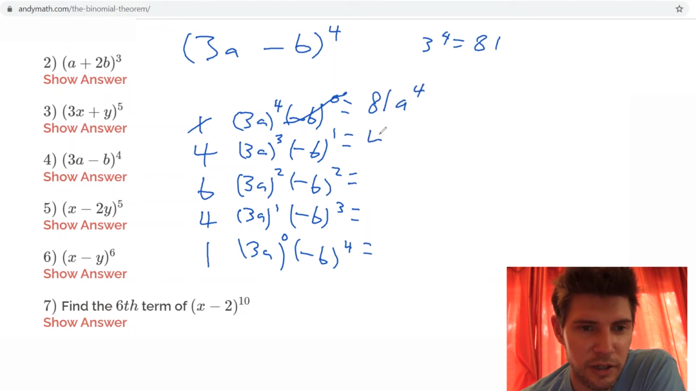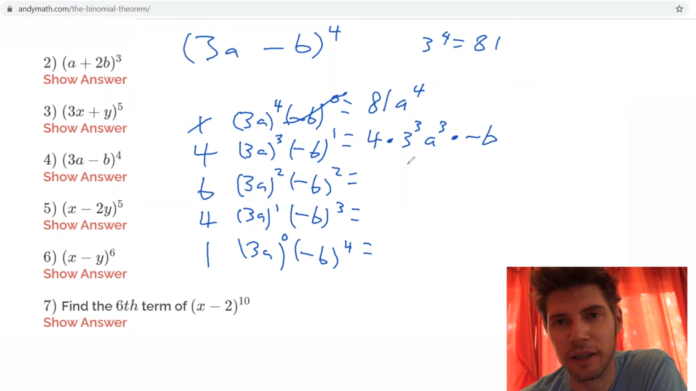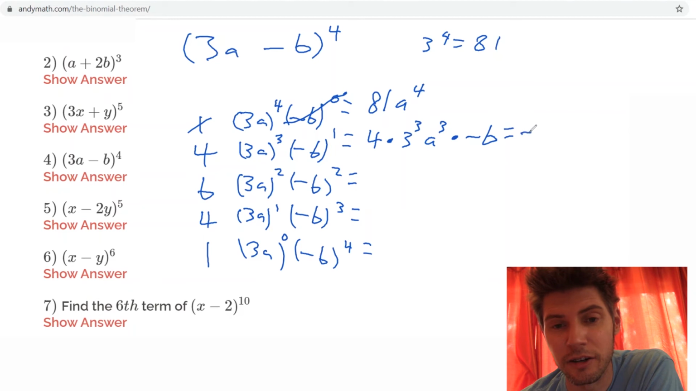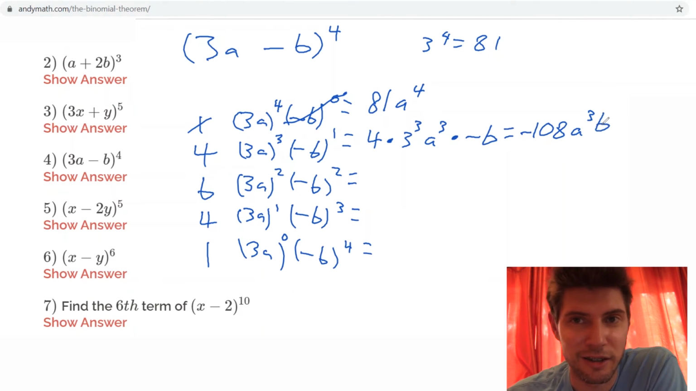The next term is going to be 4 times whatever 3 cubed is, a cubed times negative b. Because negative to the 1 is still negative, and then b would just be b. Now I can simplify this. 3 cubed is 27 times 4 is 108, and it's going to be negative 108 because of this negative right here. So once again, that was 4 times 27 times negative 1. Give us negative 108, and then we're left with an a cubed and a b, and that's the second term.